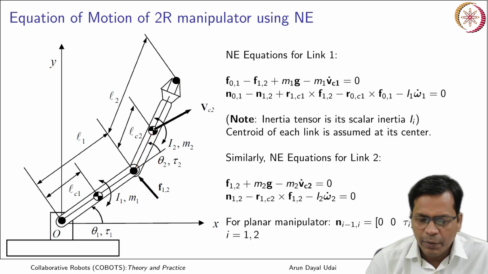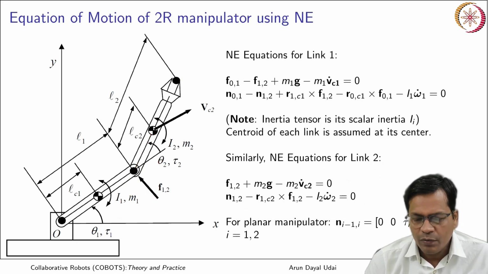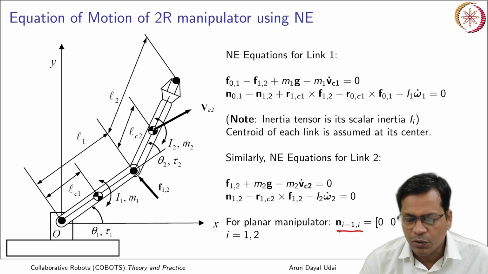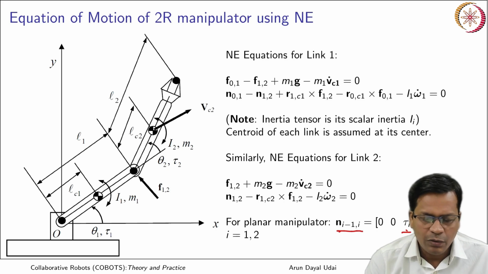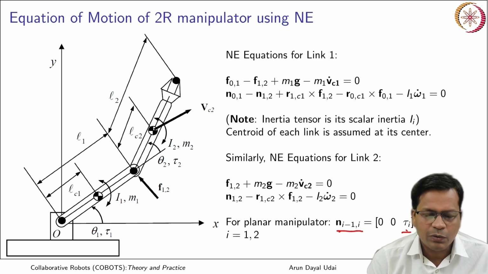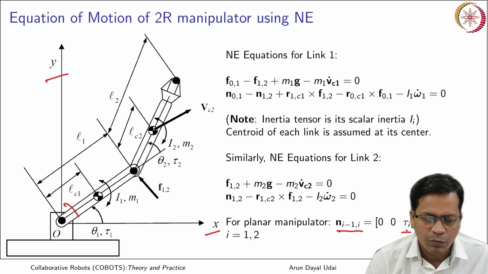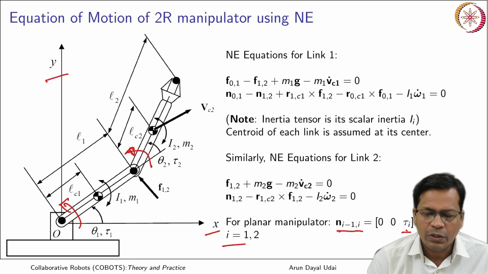For a planar system, n I minus 1 I may be written as 0 0 tau 1 transpose. As you know, it is along the z direction, that is perpendicular to this plane, x, y and z is perpendicular to this plane. So, 0 0 tau 1. Tau 1 and tau 2 both are here, one of them is here, the other one is here for both the links. Now, let us use these two pairs.